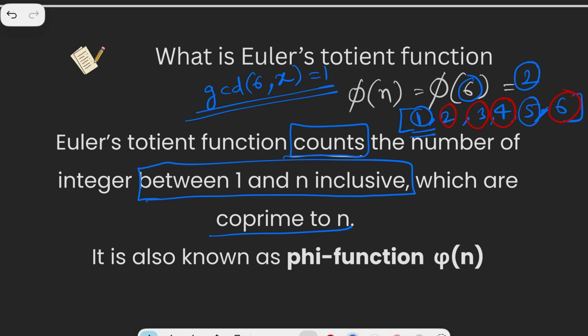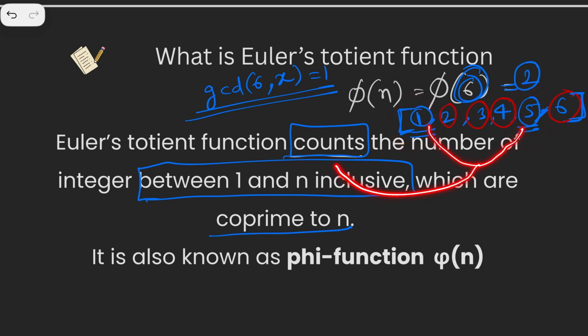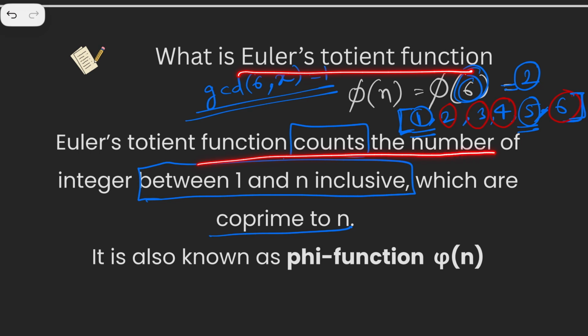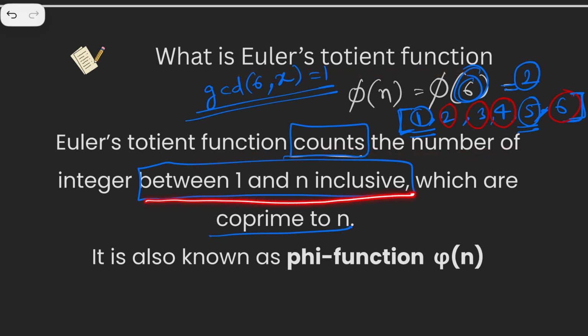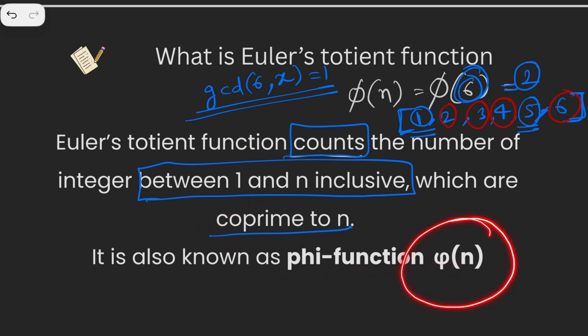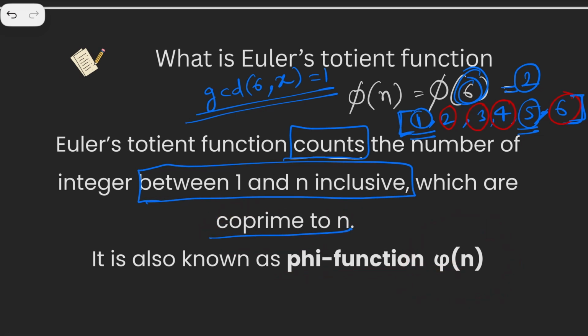So there are 2 different numbers in the range from 1 to 6 whose GCD with 6 is 1, and those numbers are 1 and 5. So there are 2 numbers. This is the count. That's why phi of 6 is 2. I hope this makes sense. So what is Euler Totient function? It is a count of the numbers between 1 to n inclusive which are co-prime to n. That is denoted by a phi function who has symbol something like this. I hope that definition is clear.